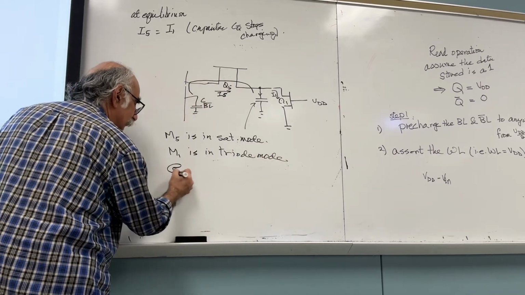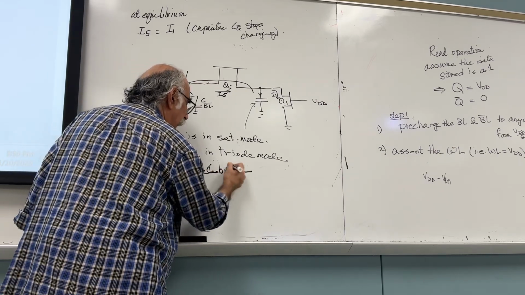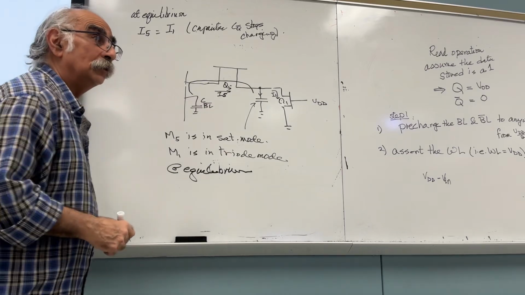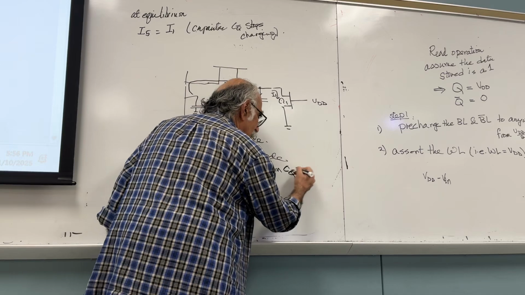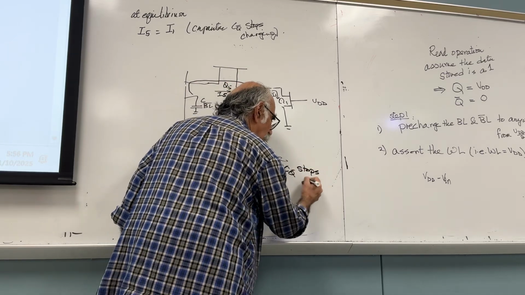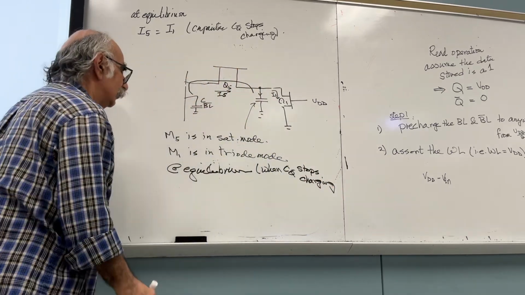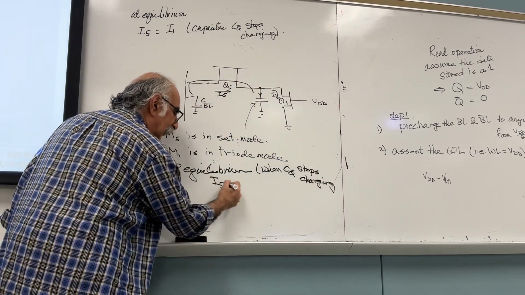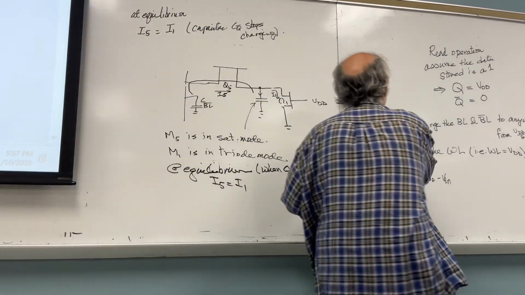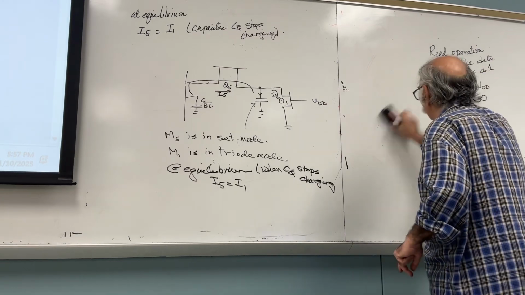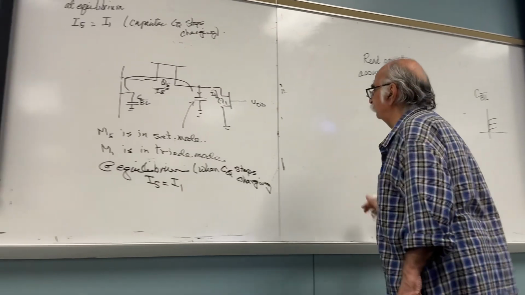At equilibrium. What do I mean by at equilibrium? When CQ bar stops charging. At equilibrium, I5 is equal to what? I1. Did you get it? What is I5? Give me I5.